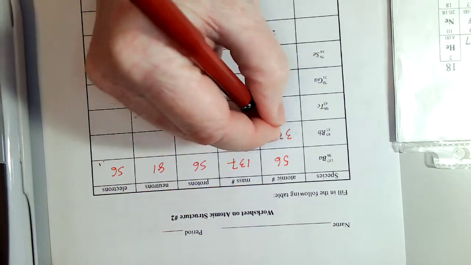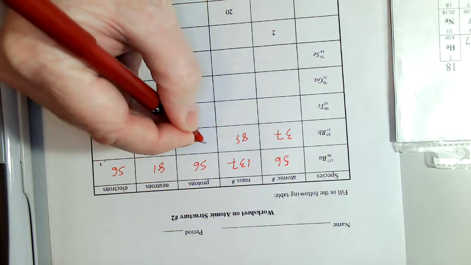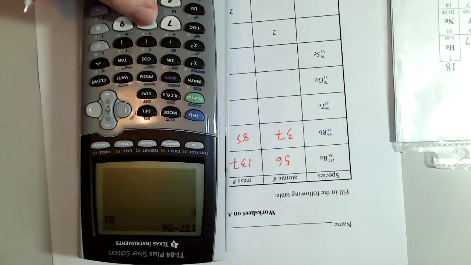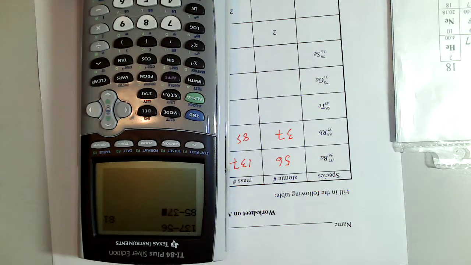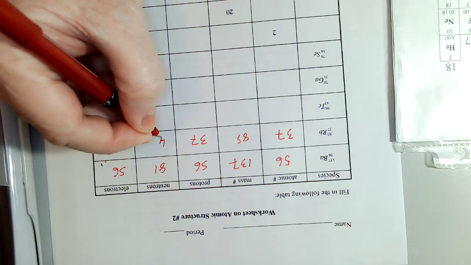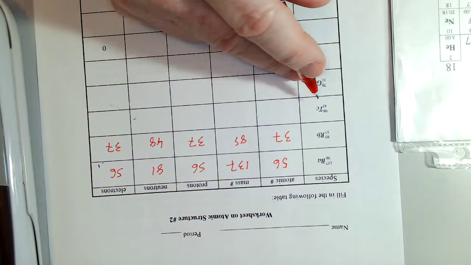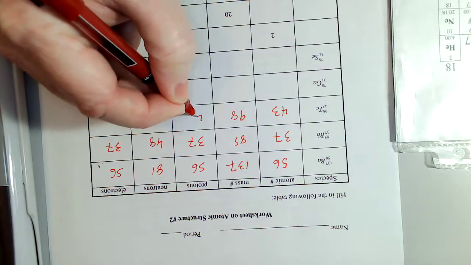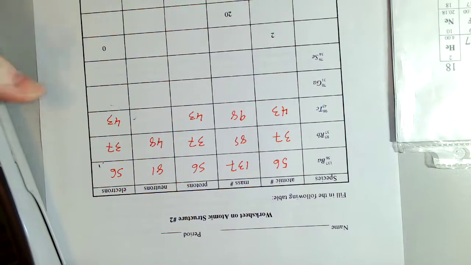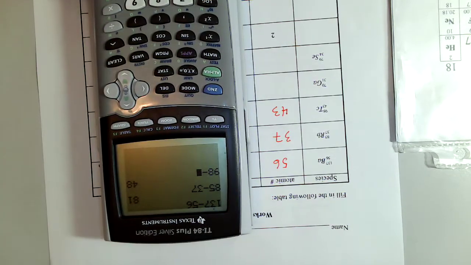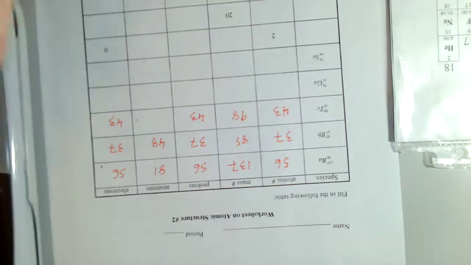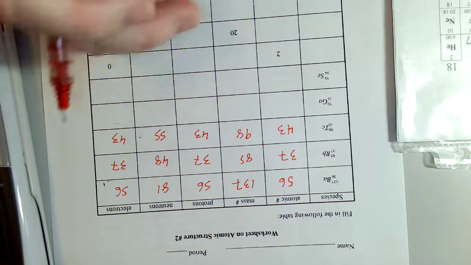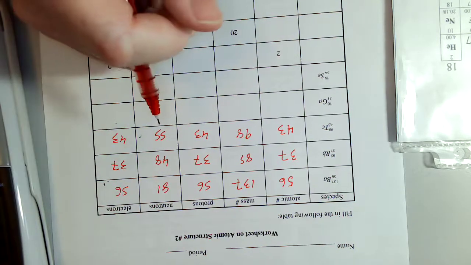So for rubidium, 37, 85, 37, 37, and then I can take the 85 minus 37 and get 48 neutrons. Technetium: atomic number is 43, mass is 98, so 43 protons and electrons, and 98 minus 43 gives 55 neutrons. These are pretty straightforward. You'll be needing to do this on your test, so get good at it.